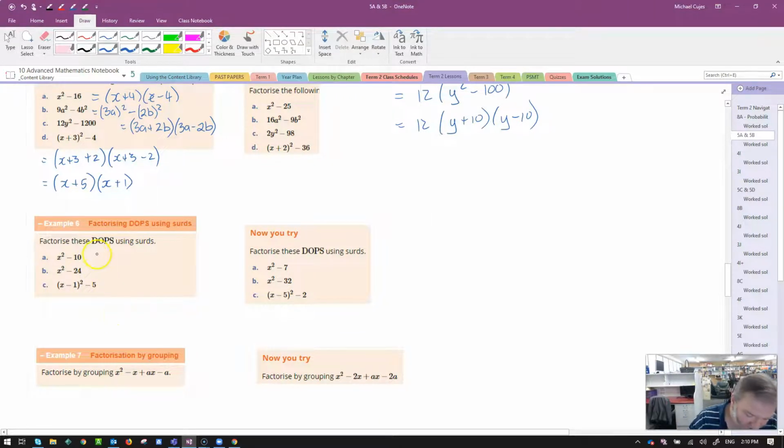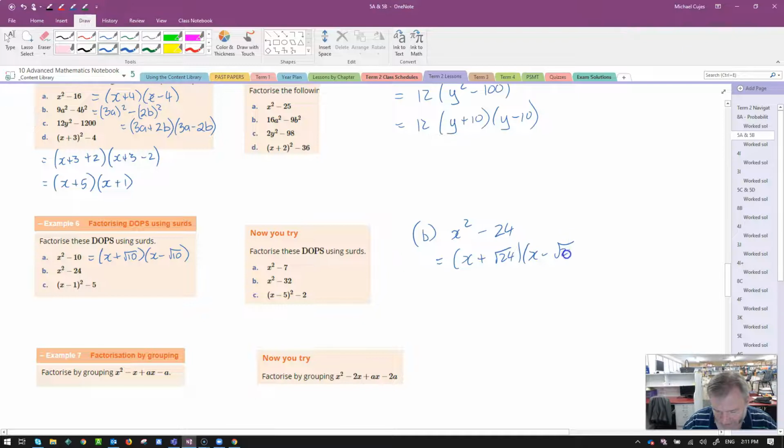Sometimes we have to use surds. We'd already mentioned that. 10 is the same as root 10 squared. So this could just be x plus root 10, x minus root 10. Sometimes you need to be careful. You may need to simplify. I'm going to do b over on the side here. x squared take 24. I can definitely say that's the same as x plus root 24, x minus root 24.